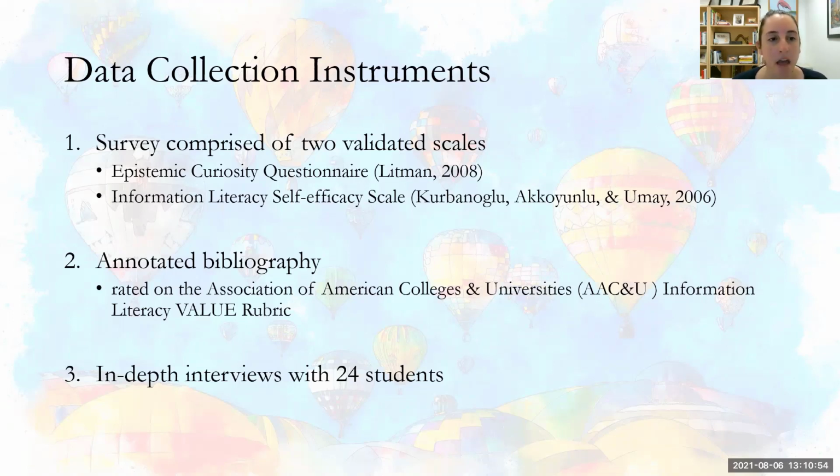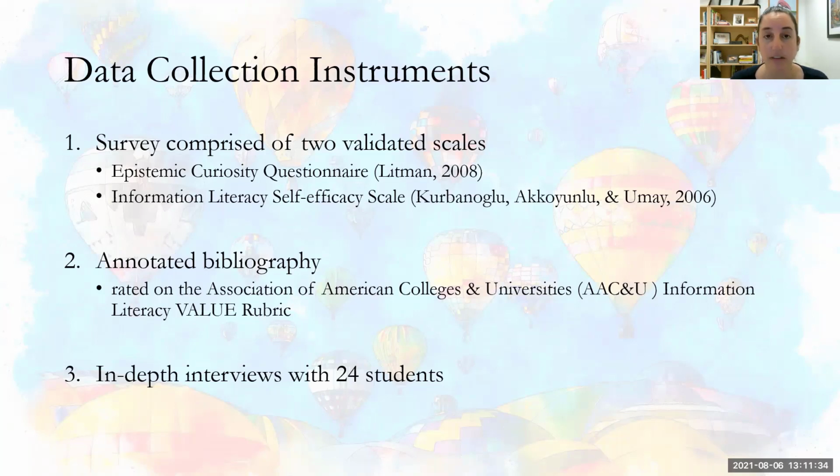The other part of the survey consisted of the information literacy self-efficacy scale, which measures students' beliefs and their abilities of their information literacy. So it doesn't measure their ability directly, but it measures how they feel about how information literate they are. And I was interested in this feeling or affective component because remember I mentioned that I wasn't sure from the beginning what role curiosity played on their emotions as well. So I thought it would be interesting to see the relationship between epistemic curiosity and their information literacy self-efficacy.